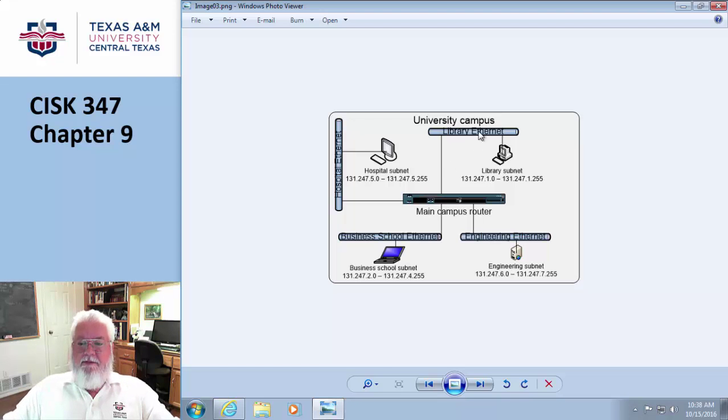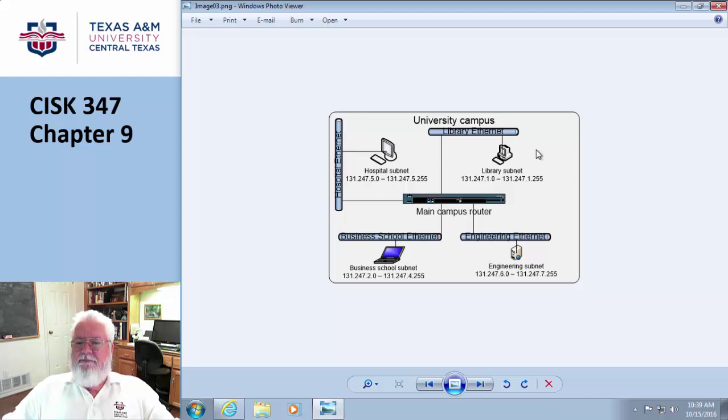So each one of these little subnets now basically has to have its own support services. For example, you would typically have a DHCP server in each one of these sections. Well, why? Because they're handing out different addresses. Over here, I'm handing out addresses in the range of 131.247.1. Over here, I'm handing out addresses in 131.247.5.